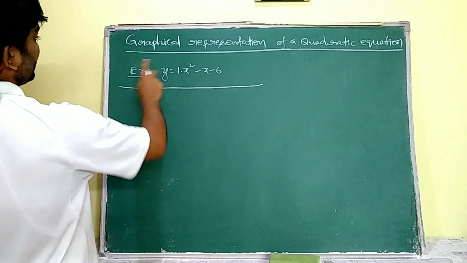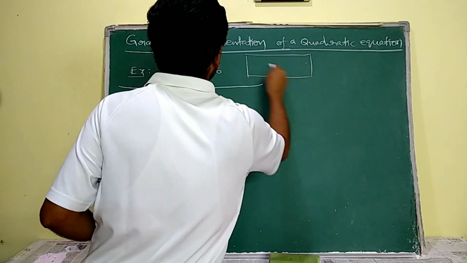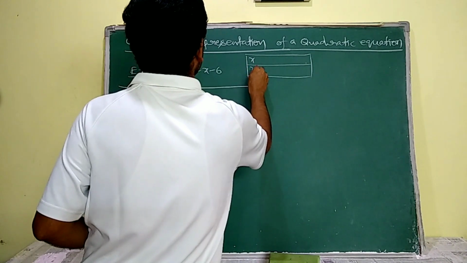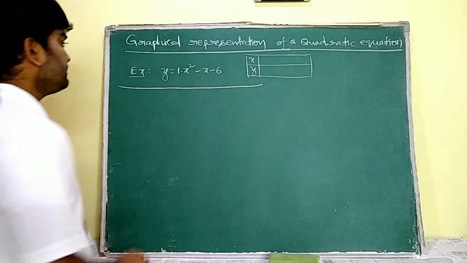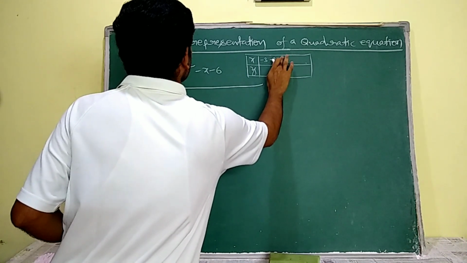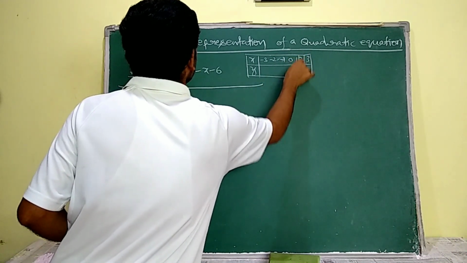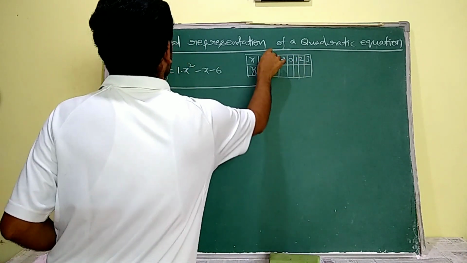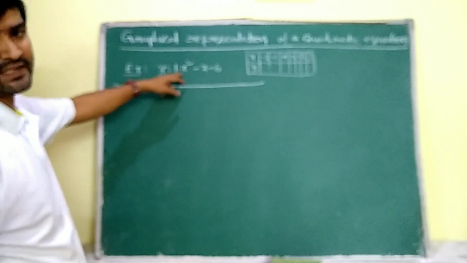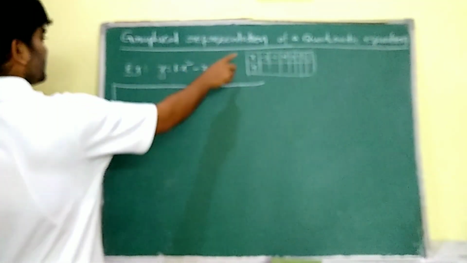Okay, you may prepare this ordered pair table directly by taking x and y, and you have to consider minus 3, minus 2, minus 1, and 0, 1, 2, 3, like that. You have to take the values of x and find the values of y by substituting that x value in the polynomial. So listen, that is one method.